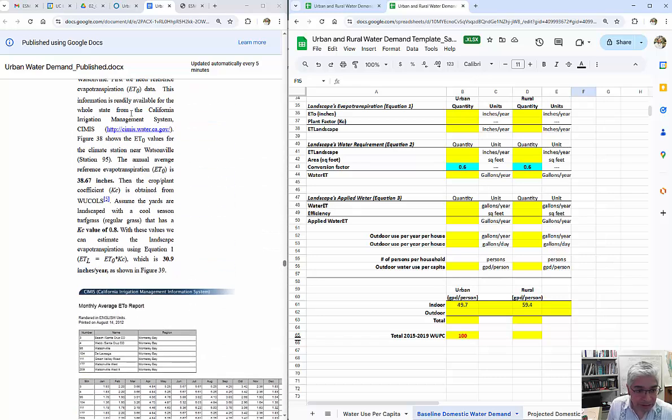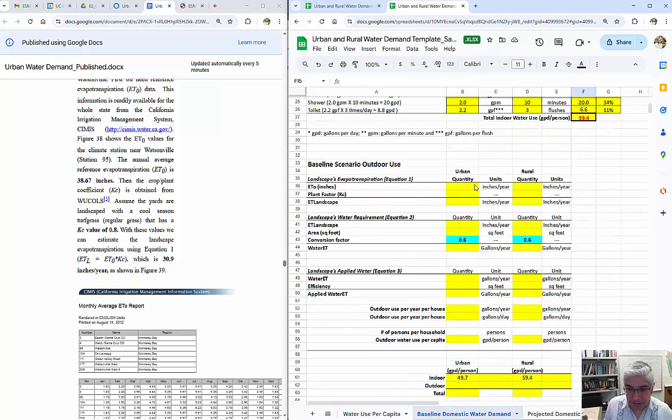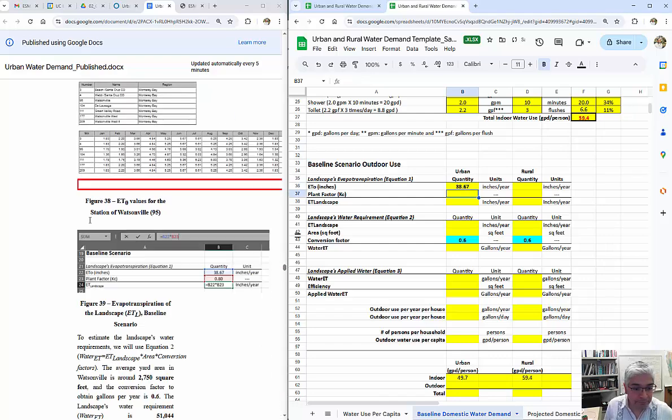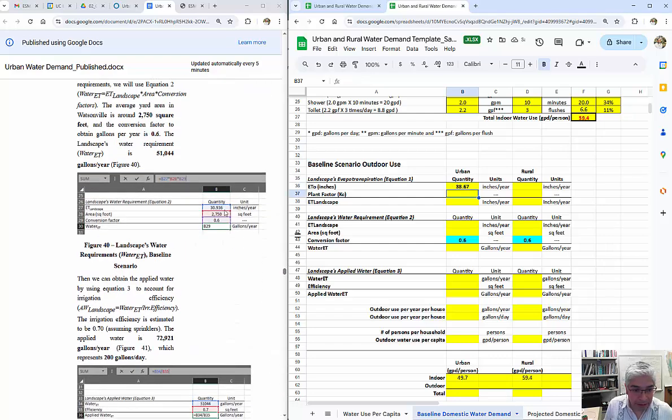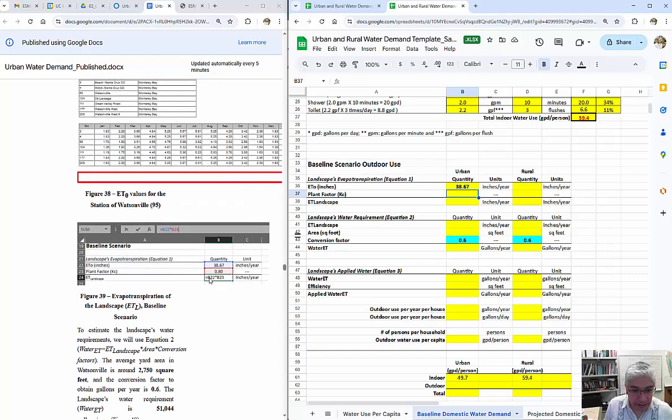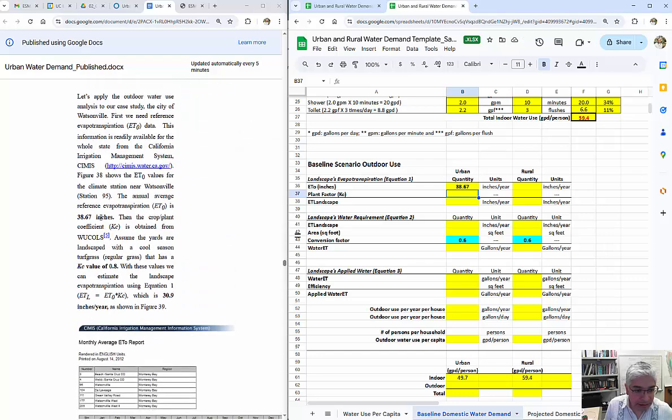So we will go to CIMIS, and in CIMIS we will go to station 95, and basically the value that is in there is, it evaporates 38.67 inches per year. Okay. And according to WUCOLS, which is a database, it says that the Kc value is 0.8. So the ET of the landscape is the multiplication of these two. Okay.